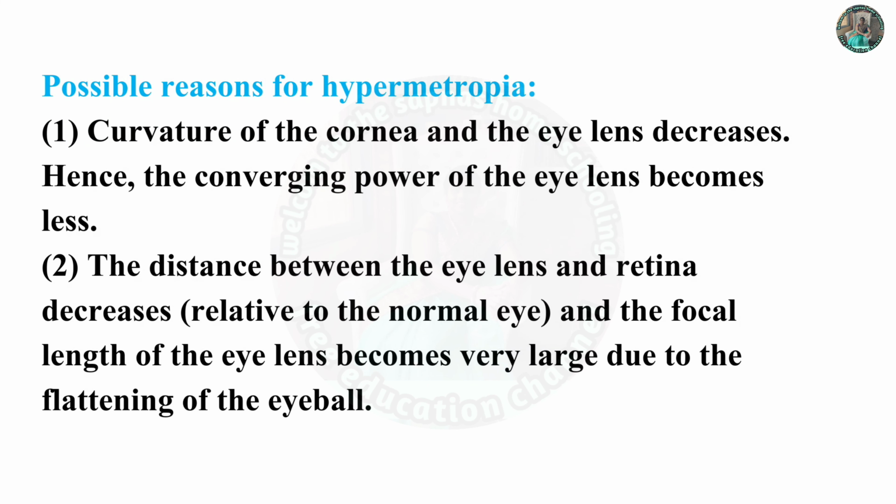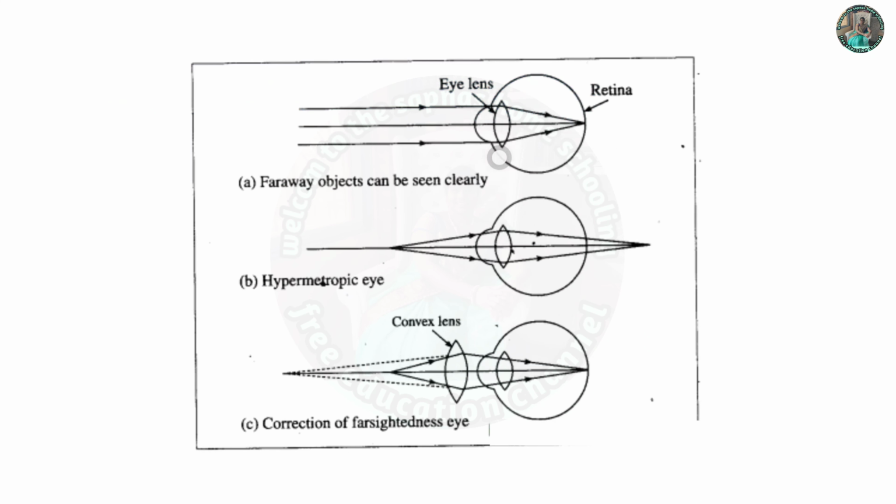Possible reasons for hypermetropia. First, curvature of the cornea and the eye lens decreases, hence the converging power of the eye lens becomes less. Second, the distance between the eye lens and retina decreases relative to the normal eye, and the focal length of the eye lens can become very large due to the flattening of the eyeball.